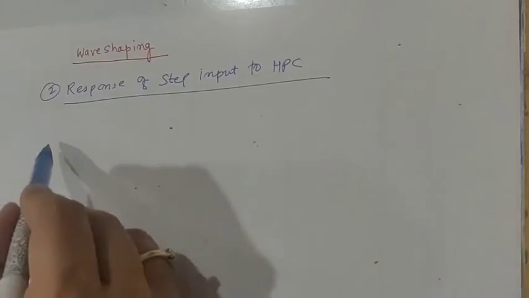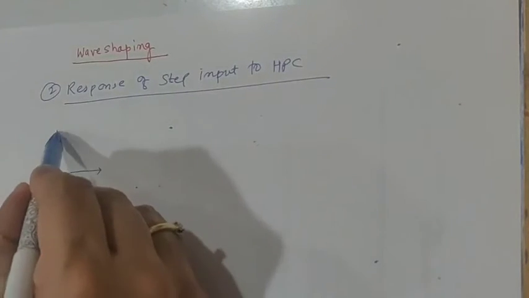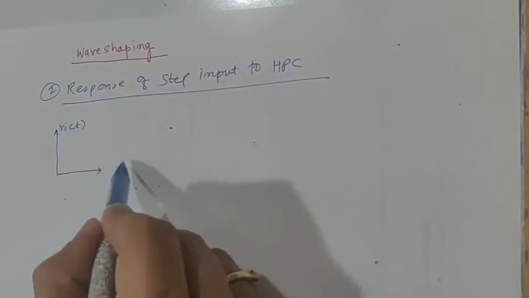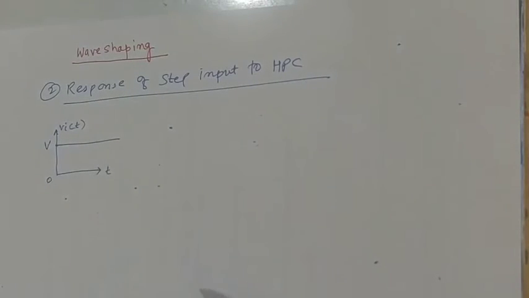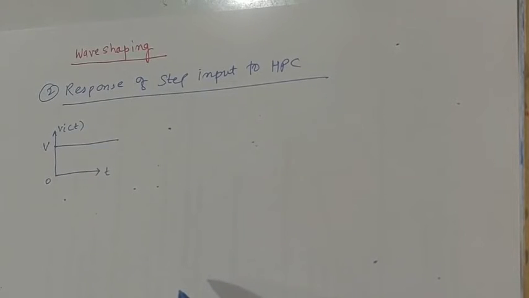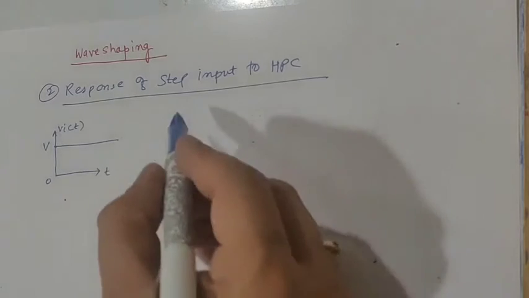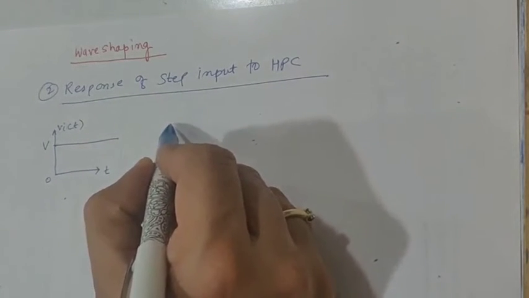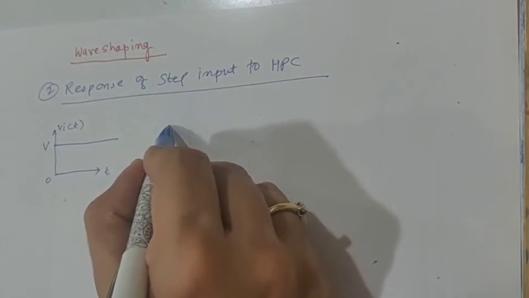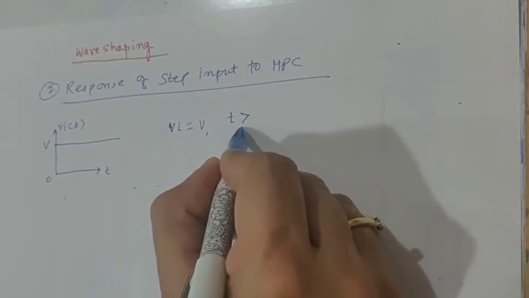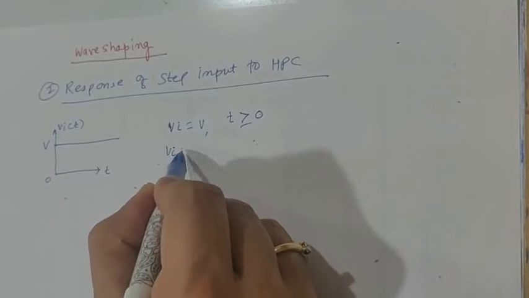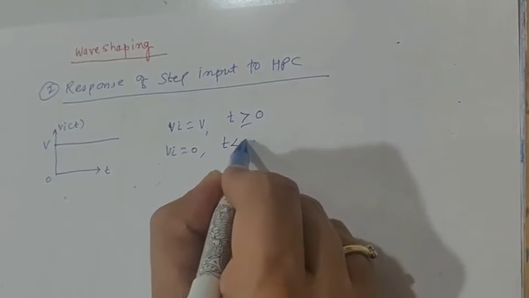Okay, so what is the step input? Step input is nothing but the waveform which maintains its value the same for an indefinite time period. Or, if I want to mathematically define it, I can say a step signal is the signal which has the value, let us say, Vi is equal to V for t greater than or equal to 0 and Vi is equal to 0 for t less than 0.